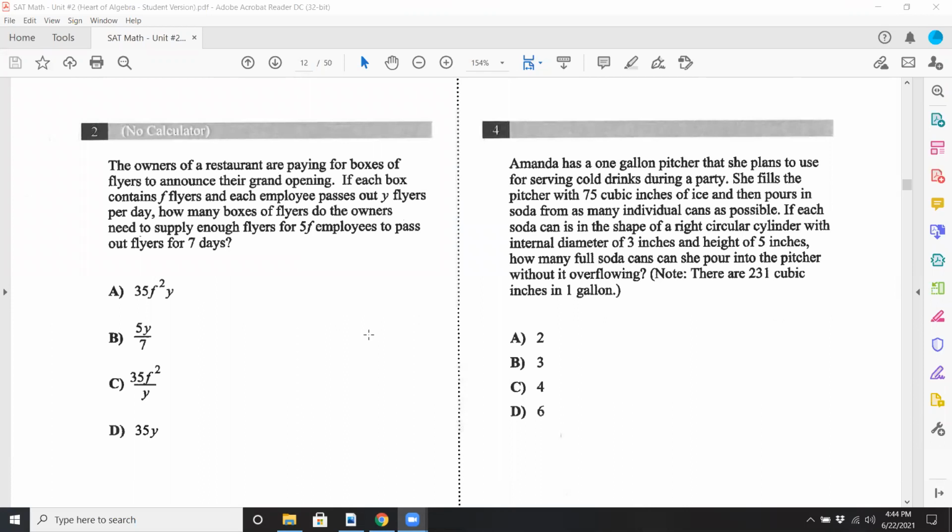All right, let me do 2 with you guys, and then 4, I'll just forgo. You guys do 4 on your own. But let me talk about 2, because 2 is a really wacky one. And this is a great strategy to use.